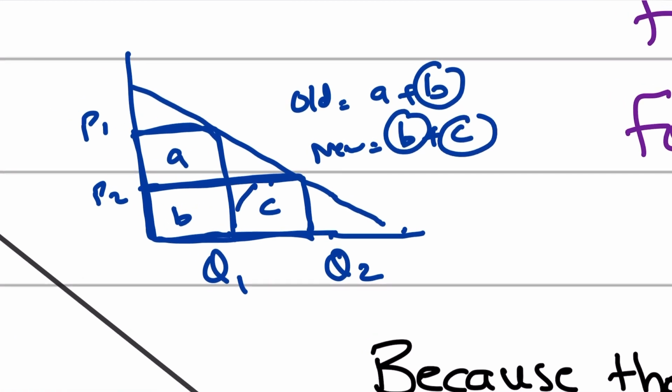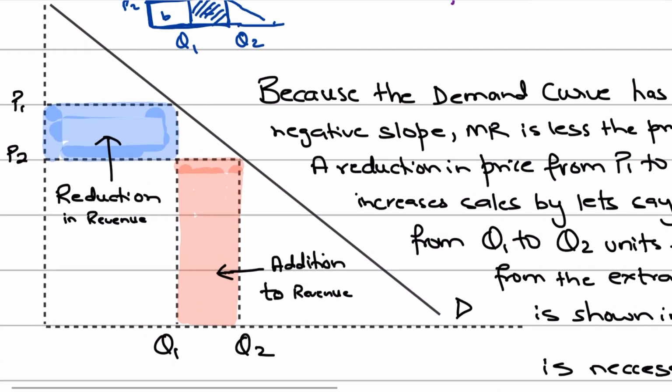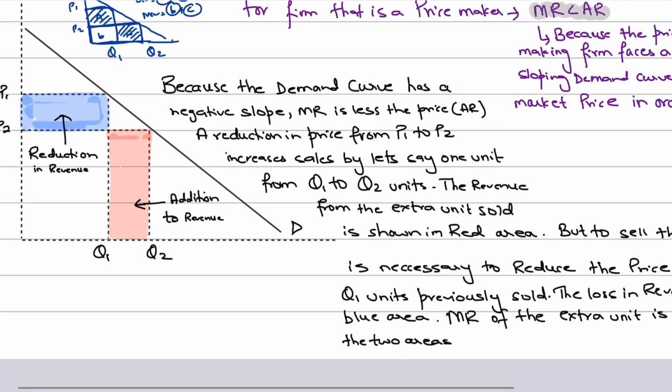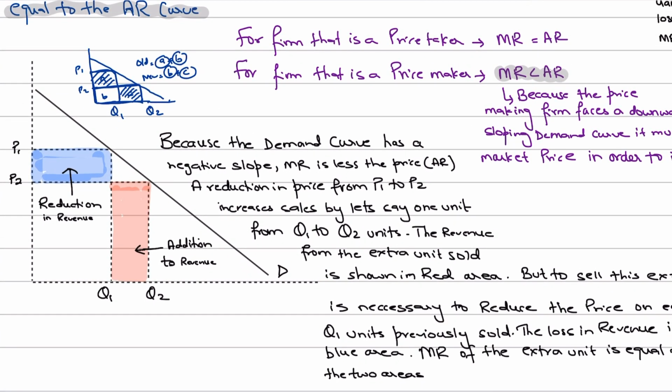So this area is representing the gain in revenue. But how much have you lost? You've lost A because A doesn't exist in the new revenue. So you've lost this part while you have gained C. Similarly, this is the same that we have shown over here, right? Reduction in revenue is the blue area while addition to revenue is the gain, right? And I've written this as well, and this is the reason why marginal revenue is less than average revenue. Remember, this is the theoretical explanation.